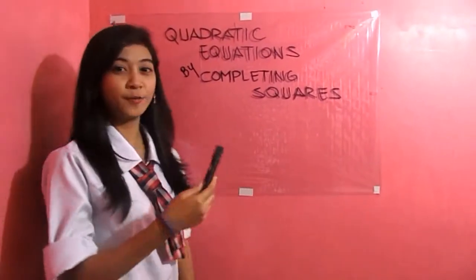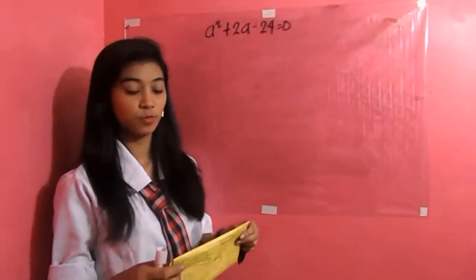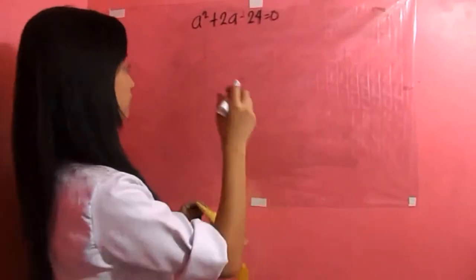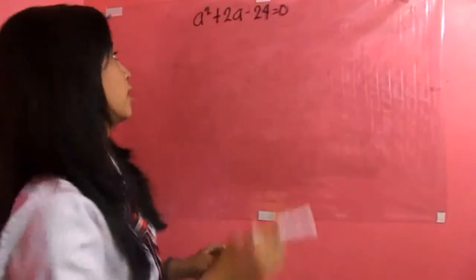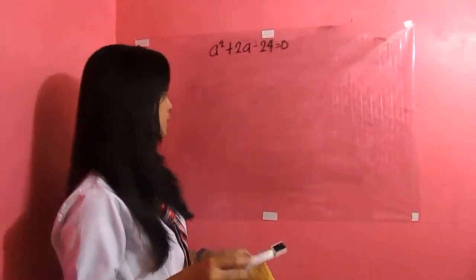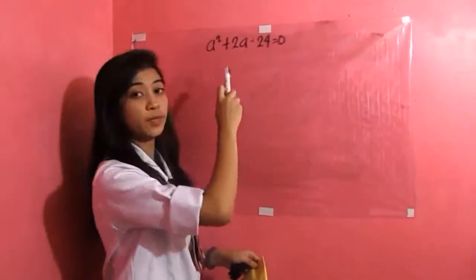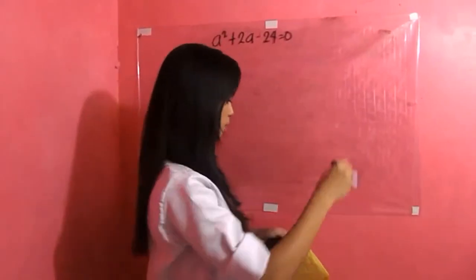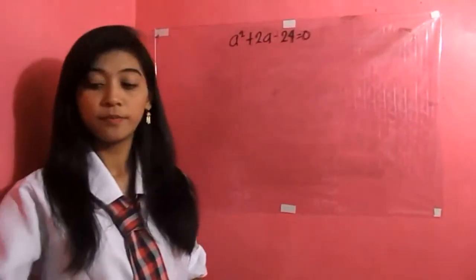Quadratic equation by completing the square. This is an example of a quadratic equation solved by completing the square: a squared plus 2a minus 24 equals 0. Now, in this case, solve a squared plus 2a minus 24 equals 0. We're just trying to illustrate the procedure.